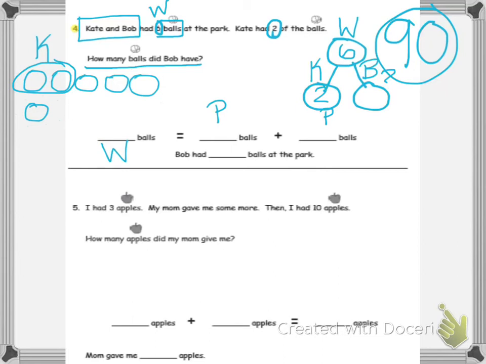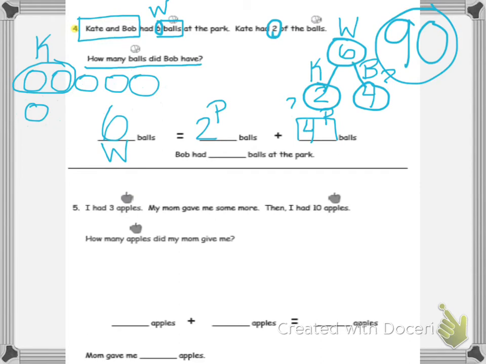Now, looking at this, we can put our whole first, which we know is 6. That's how many they had all together. And we know that Kate has 2. We have to figure out how many Bob has. Now, how many does Bob have? Let's look at the picture. How many did we not circle? This is for Bob. 1, 2, 3, 4. We know that Bob had 4. So 6 balls equals 2 plus 4.